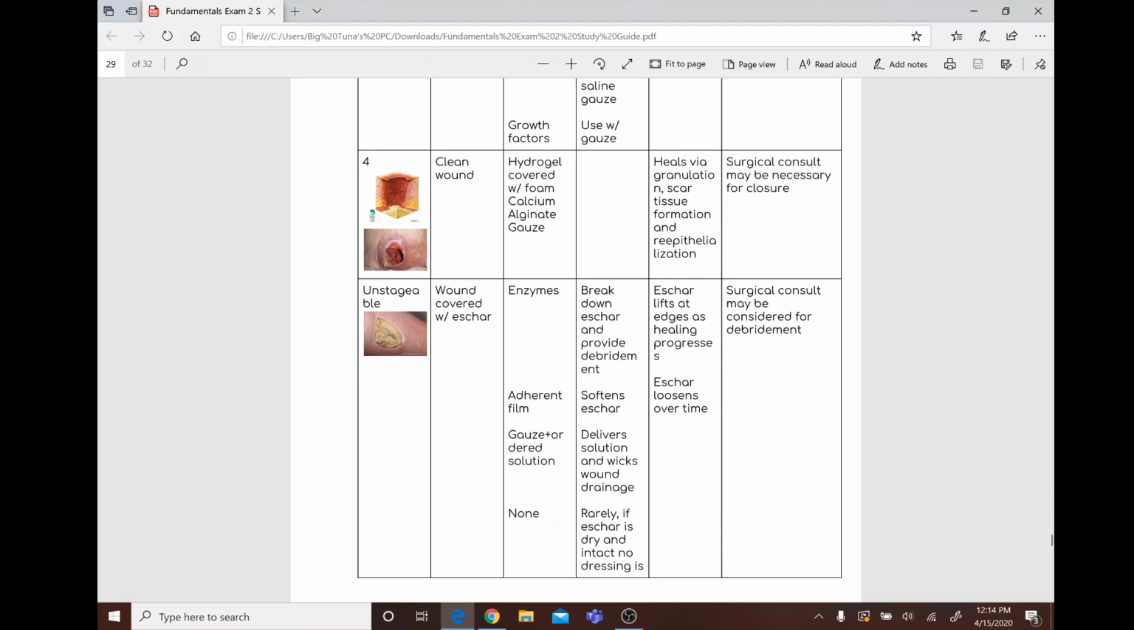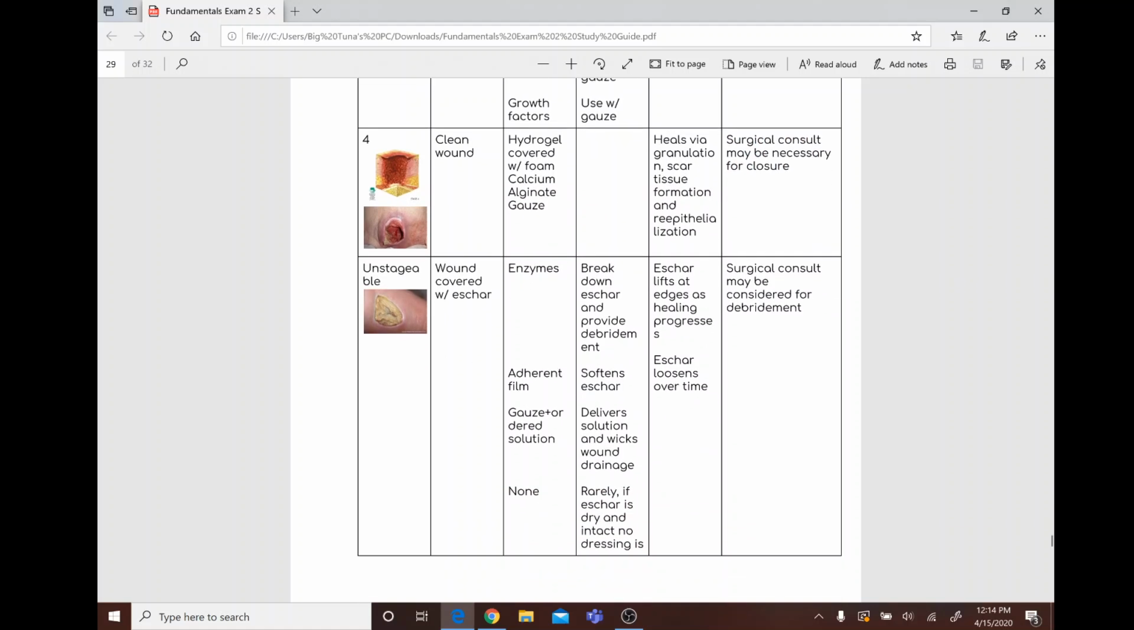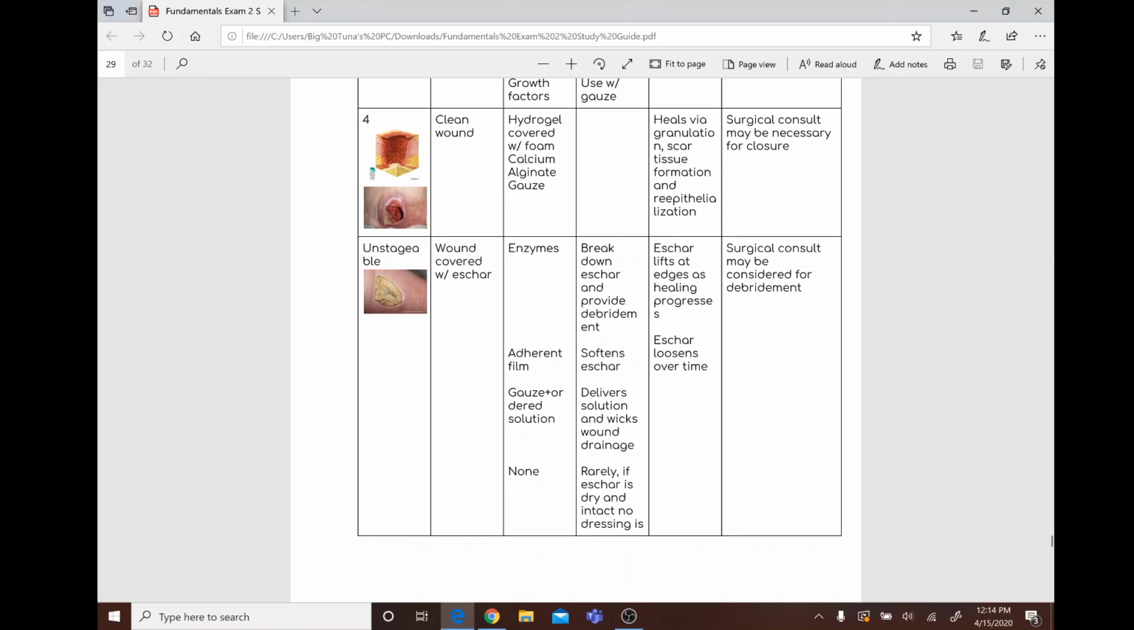All right, unstageable pressure ulcer. What is that status? Wound covered with eschar. What dressings would you use? Enzymes, adherent film, gauze plus ordered solution, and none. Why would we use enzymes? Break down eschar and provide debridement.